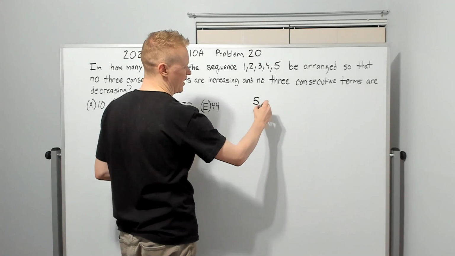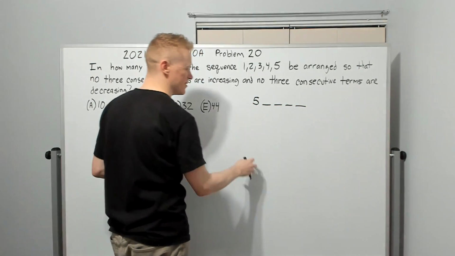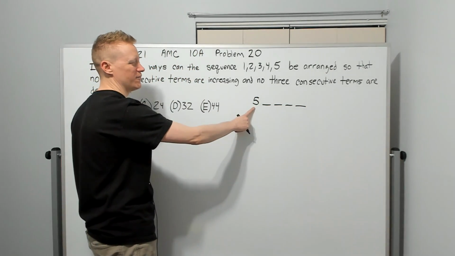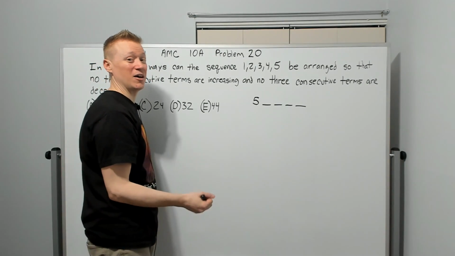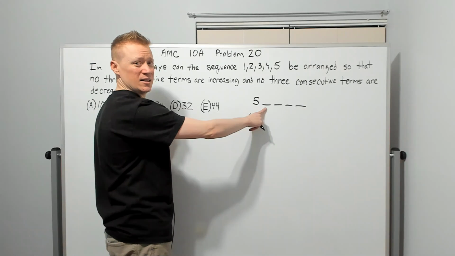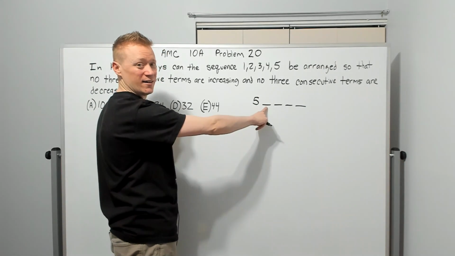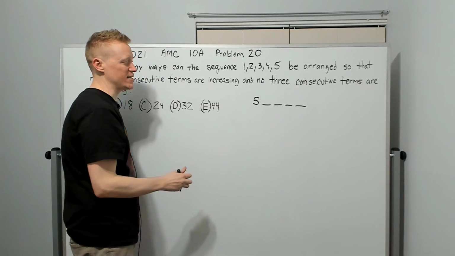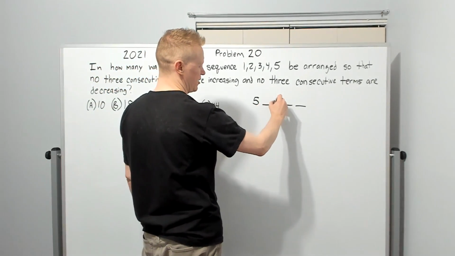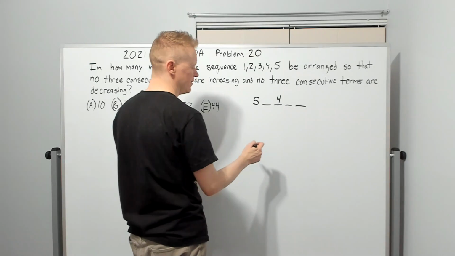So I say 5 and I put 4 spaces. Now if I start with a 5, one thing I want to think about is what's the most restrictive second value from there? That would be 4. I cannot put the 4 right here, because it would go 5, 4, something smaller, and you would have 3 decreasing in a row. So that means I could put the 4 here. All right, let's try that one out.